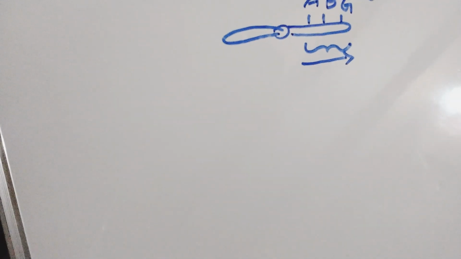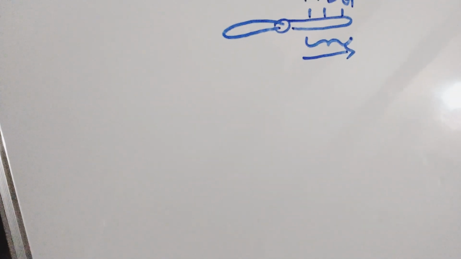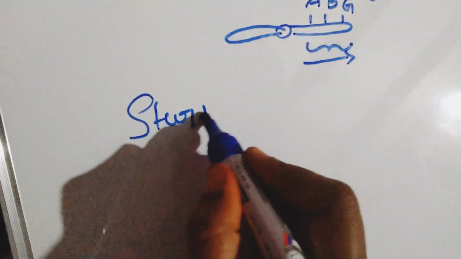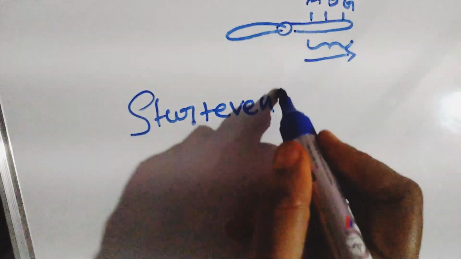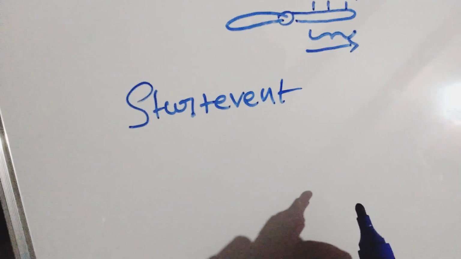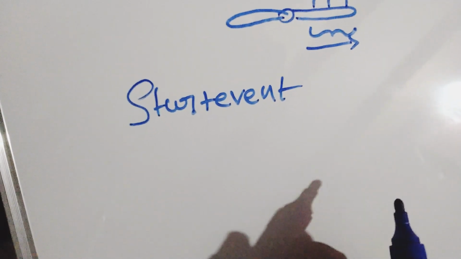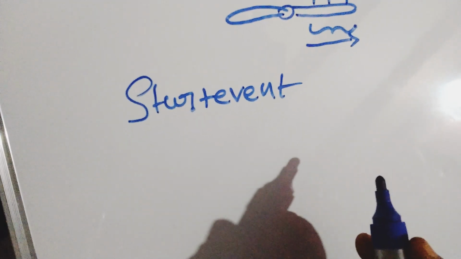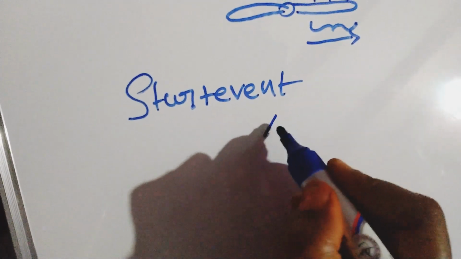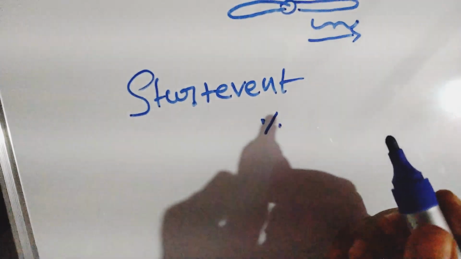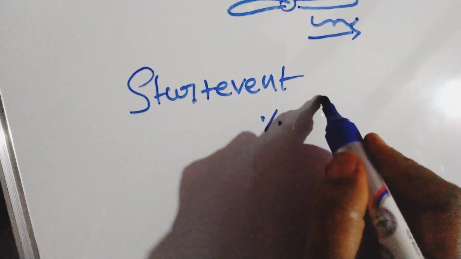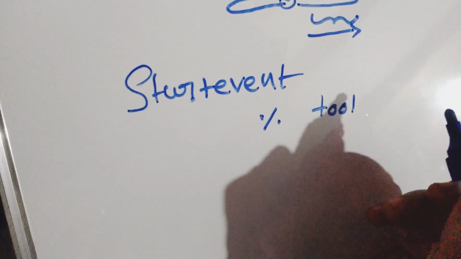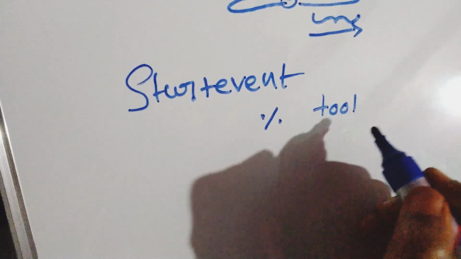Based on these observations, a scientist known as Sturtevant, who is actually a student of Morgan, developed an idea that the percentage of crossing over could be used as a tool to determine the positions of genes on the chromosomes.